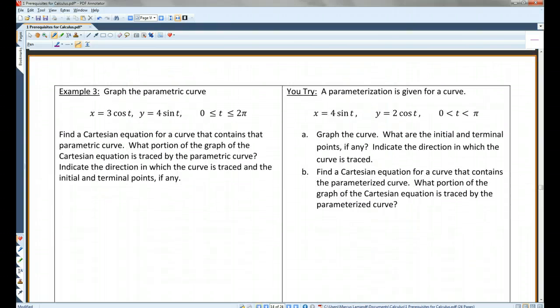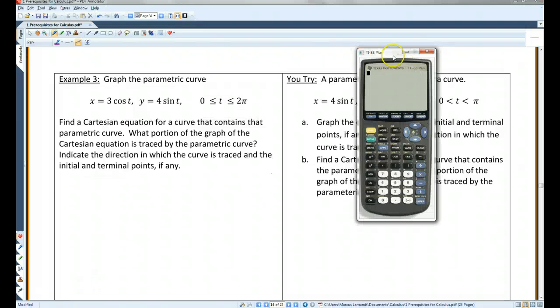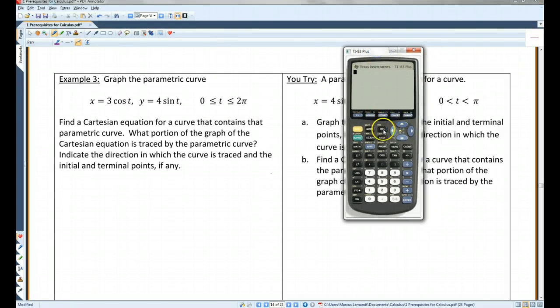Alright, let's take a look at example 3. Example 3. Graph the parametric curve. Let me change this back to parametric. Okay, so we've got 3 cosine t and 4 sine t. Go ahead and graph it. Alright, so let me change the window a little bit.